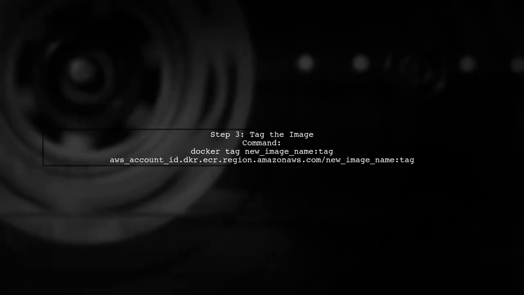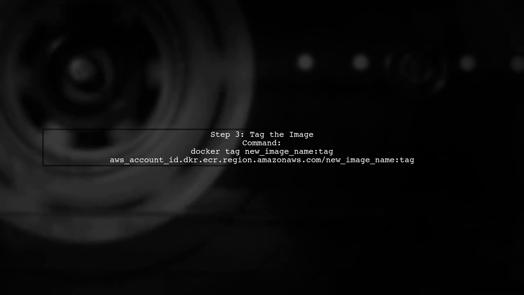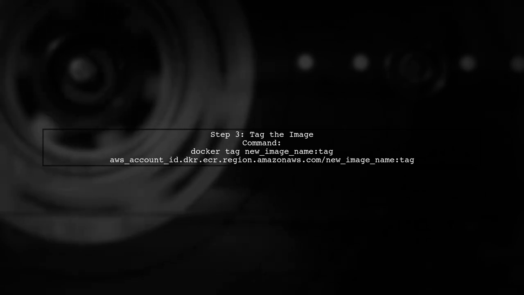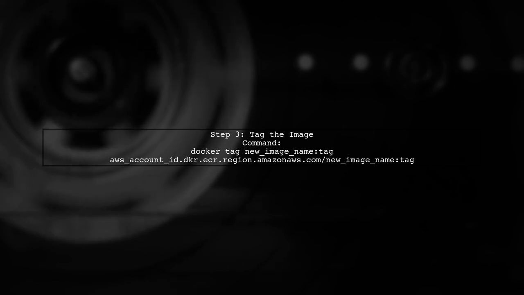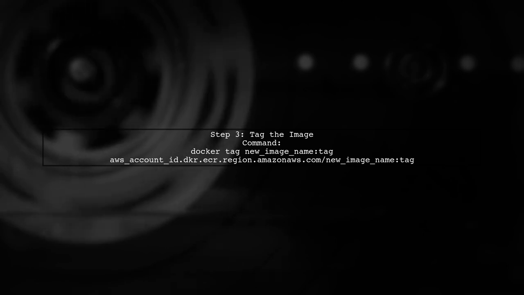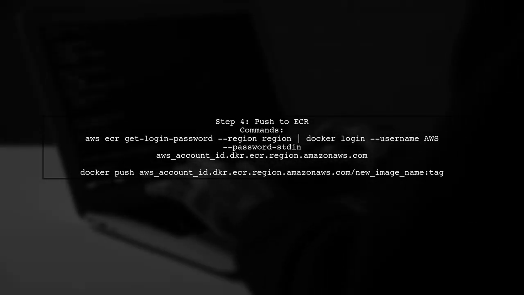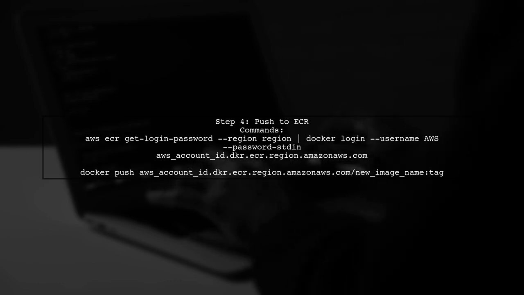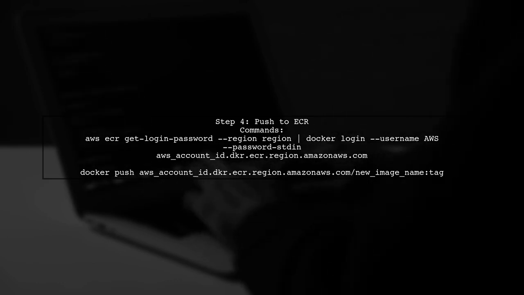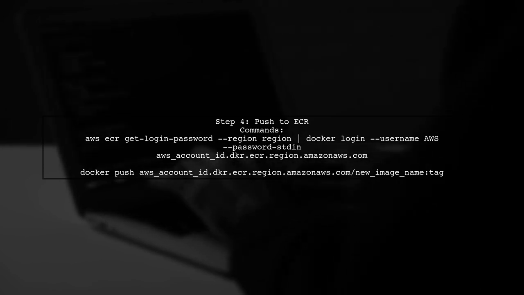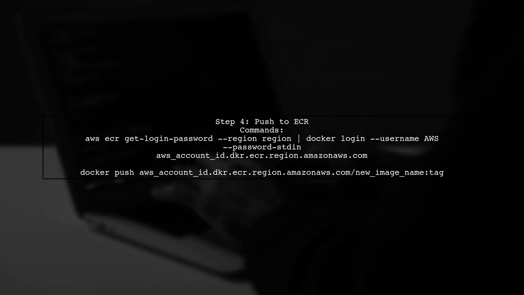After committing the container, we need to tag the new image for your Amazon Elastic Container Registry, or ECR. Use the following command to tag your image appropriately. Now we can push the newly created image to Amazon ECR. Make sure you are logged in to your ECR repository using the AWS CLI, and then run the push command.